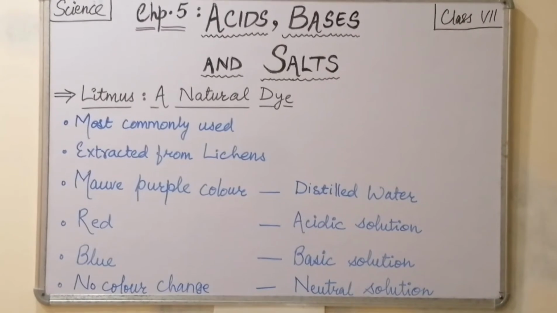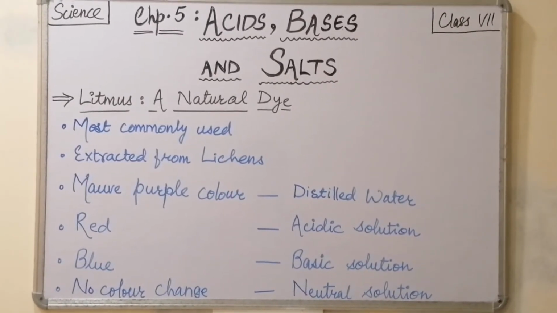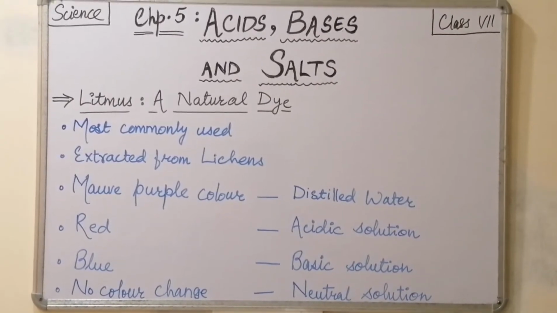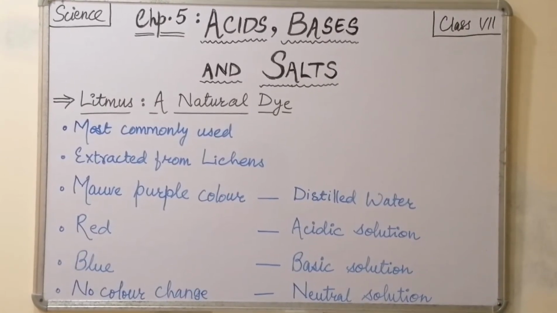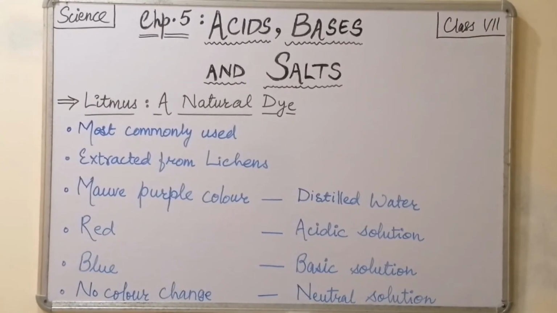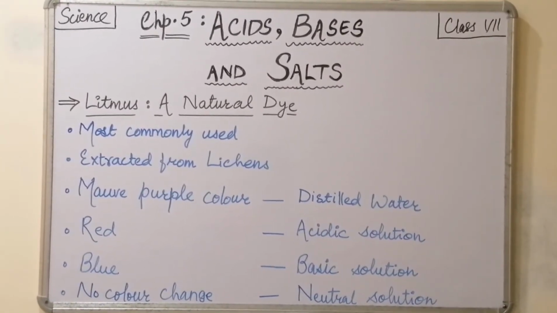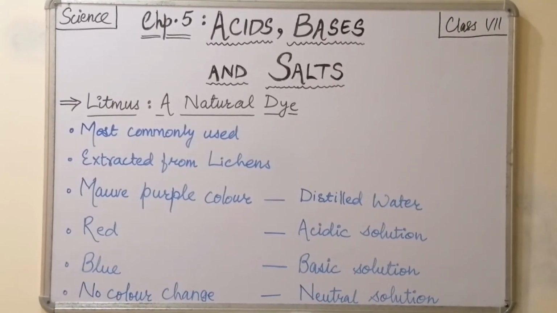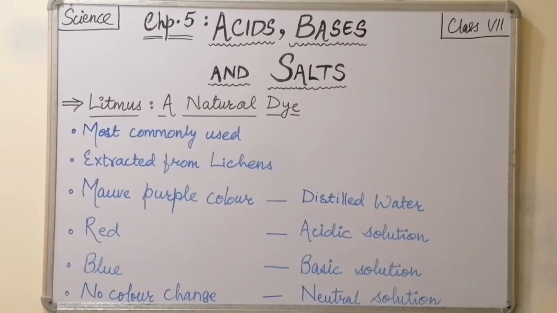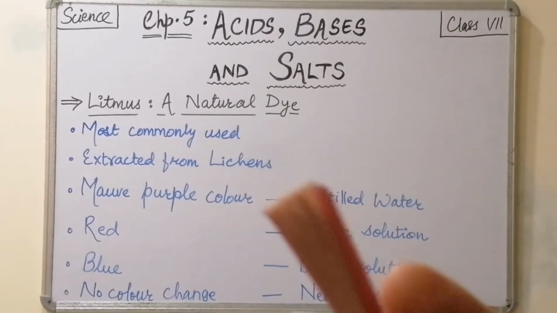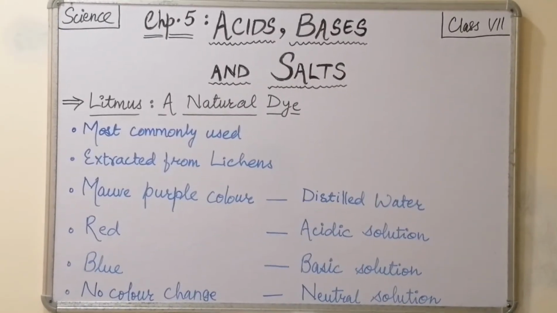Now what are neutral solutions? Neutral solutions are those solutions which do not have the chemical nature of being acidic or basic. So apart from acidic and basic, there are some substances which are neutral in nature, and these substances do not change the color of the dye, that is litmus paper. Now the litmus paper strips are available in the market. Like this, we have different strips and we can use these strips for getting our results.